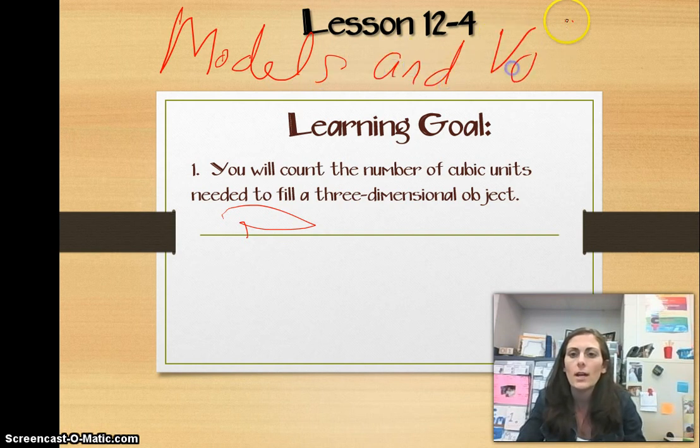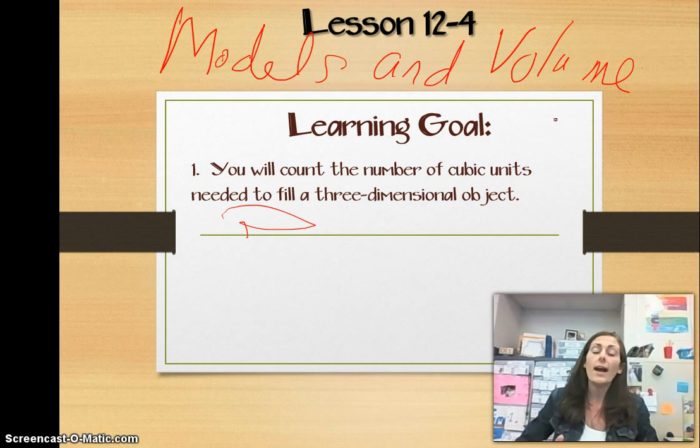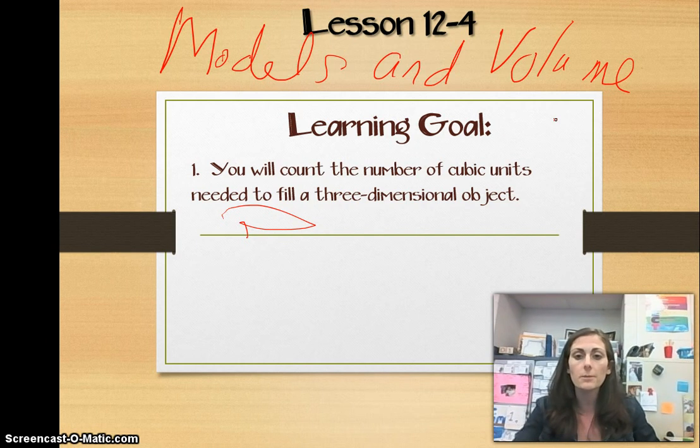Your learning goal for models and volume is tonight you're going to understand that you can count the number of cubic units to find the volume of a three-dimensional object. So your learning goal to write down is, you will count the number of cubic units needed to fill a three-dimensional object.